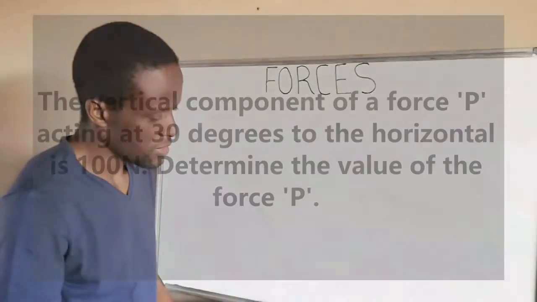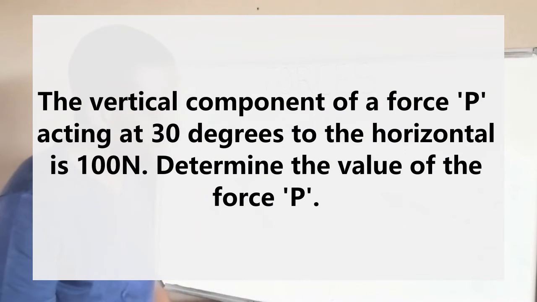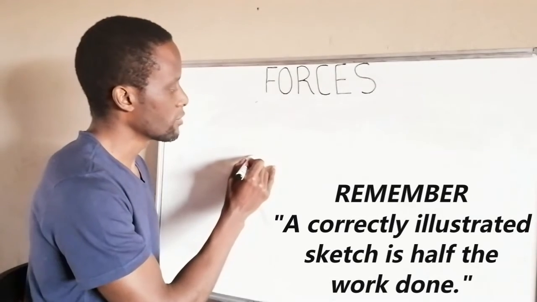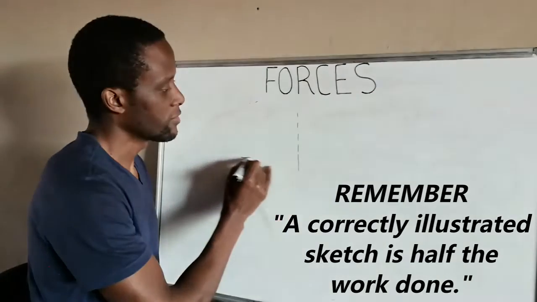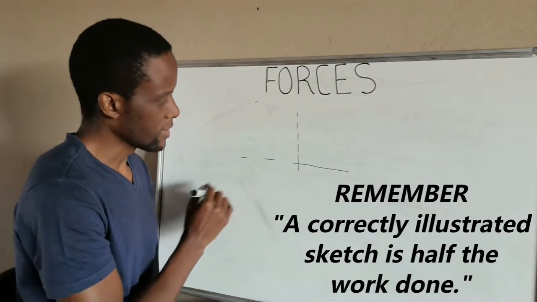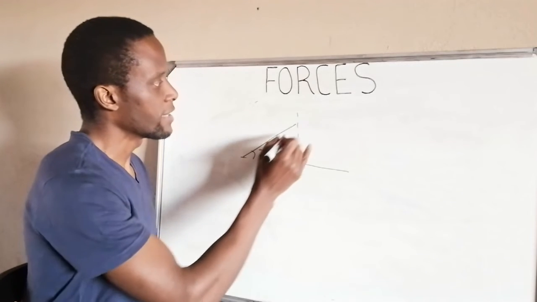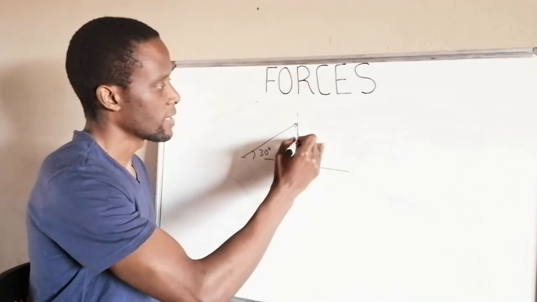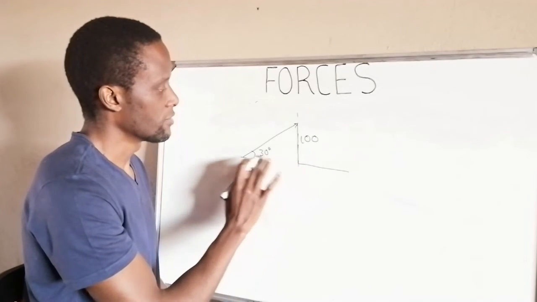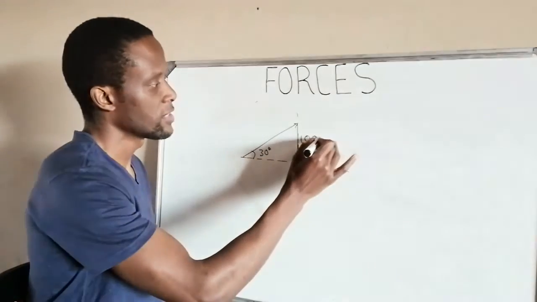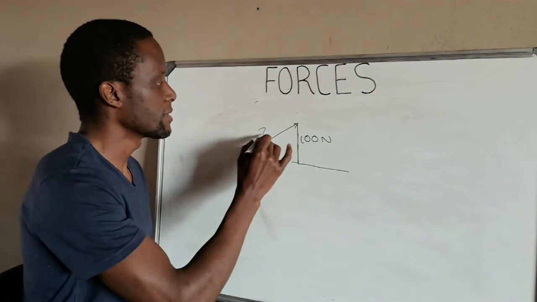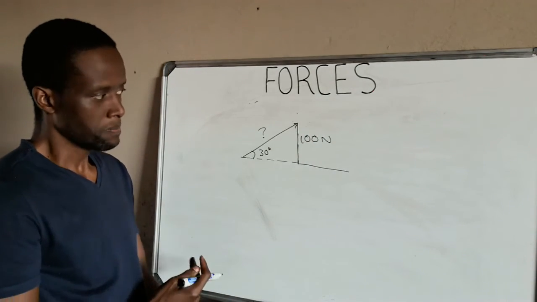The next question reads as follows: the vertical component of a force P acting at 30 degrees to the horizontal is 100 newtons. Determine the value of the force P. So this is our vertical component, and we have our horizontal component. This force forms an angle of 30 degrees, and the vertical component of the force is 100 newtons. Then they're asking us to determine the magnitude of that force.